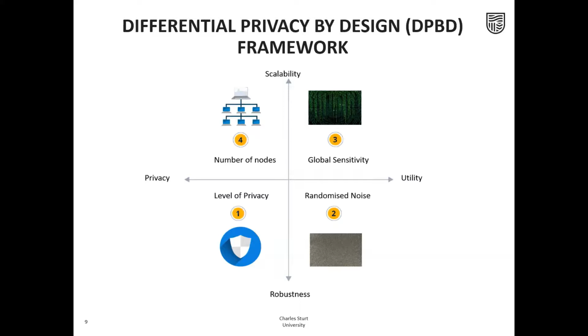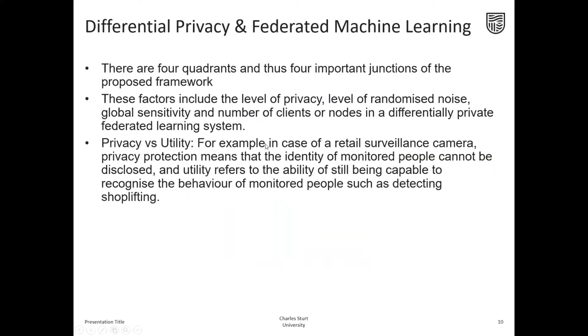Then the global sensitivity: when we have a centralized model, that aggregation must be insensitive to changes at the individual client level. So it shouldn't be possible from an aggregated model to reverse engineer and find out the individual model. And the 4th factor is the number of clients. The system should be designed in such a way that if we keep on adding clients, it's scalable, and the privacy is not compromised by this process, and also not the accuracy of the system. So these 4 parameters are very important.